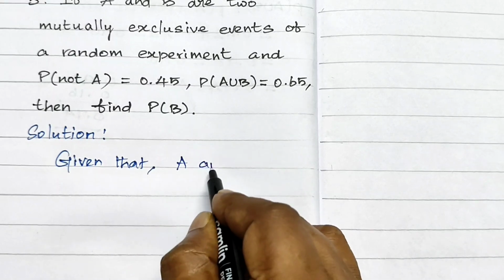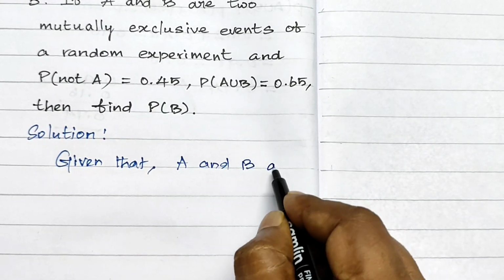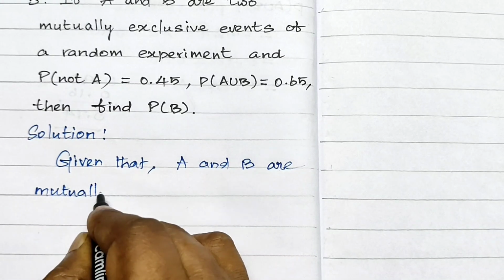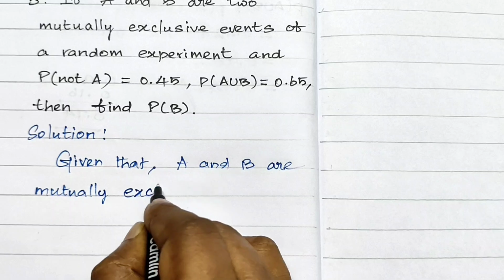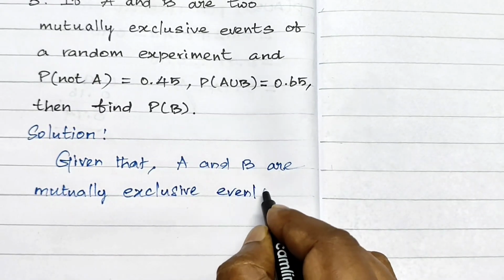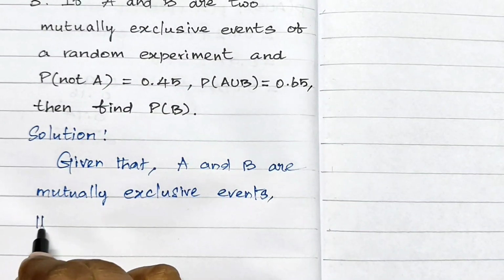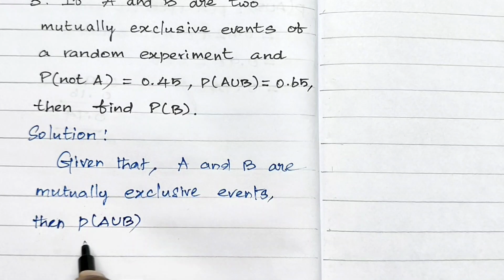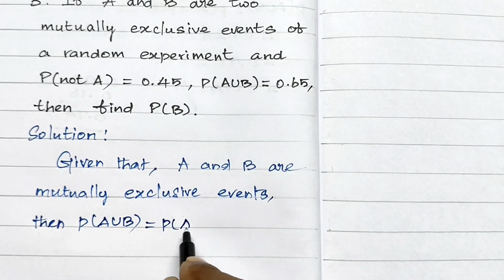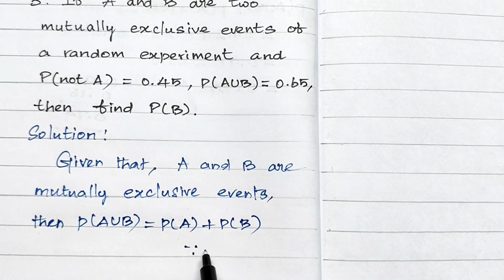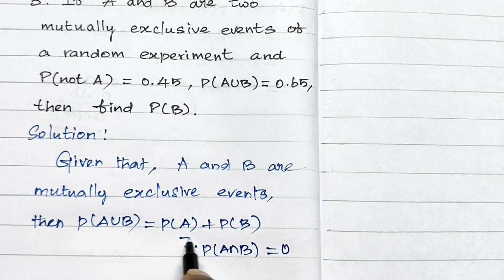A and B are mutually exclusive events. Then what is P of A union B? P of A union B equal to P of A plus P of B, since P of A intersection B equal to 0.